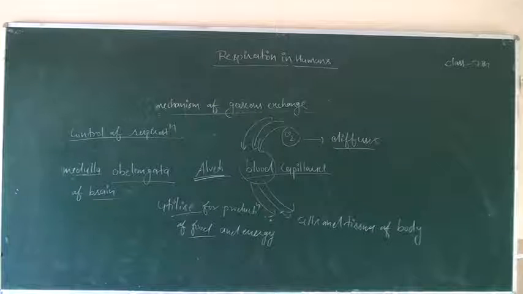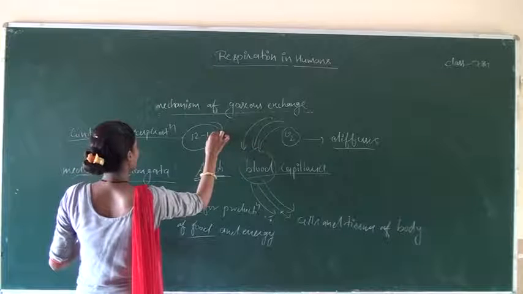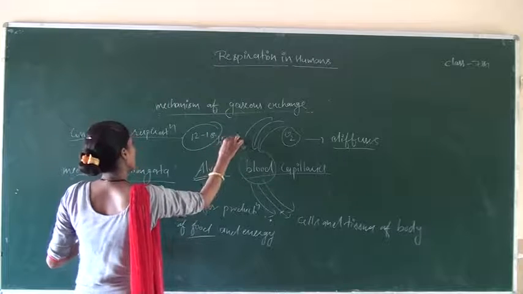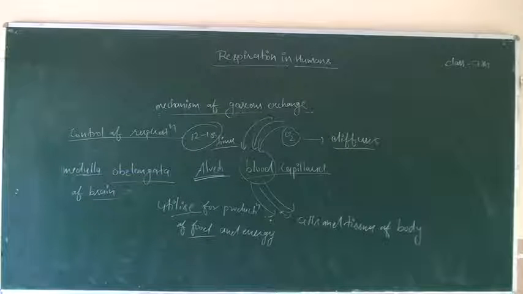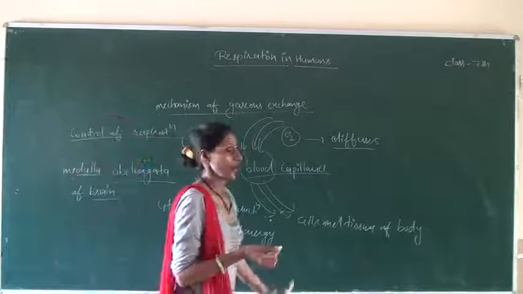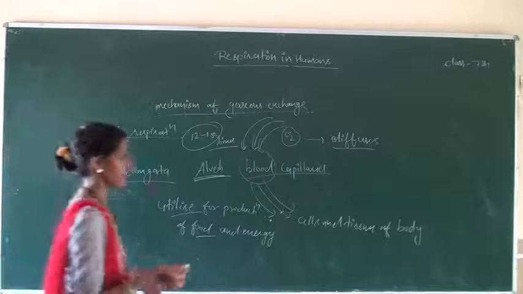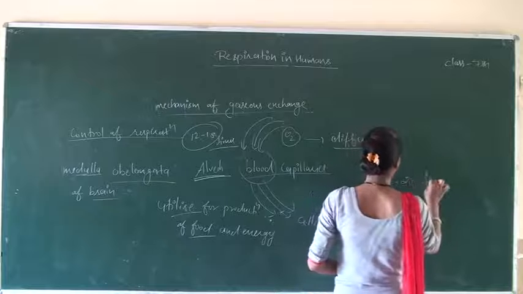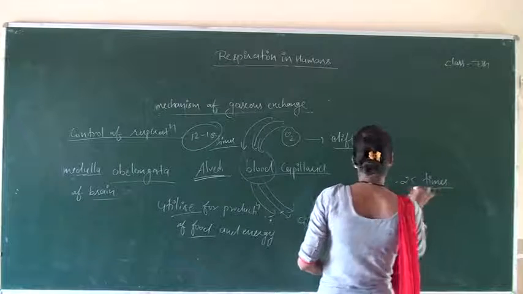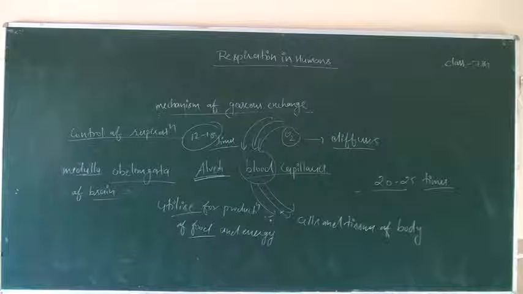Under normal conditions, the rate of breathing is about 12 to 18 times per minute. But during heavy exercise, the demand for oxygen increases, so our breathing rate also increases. It is about 20 to 25 times per minute.